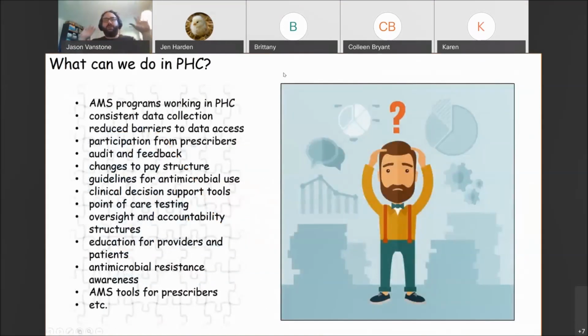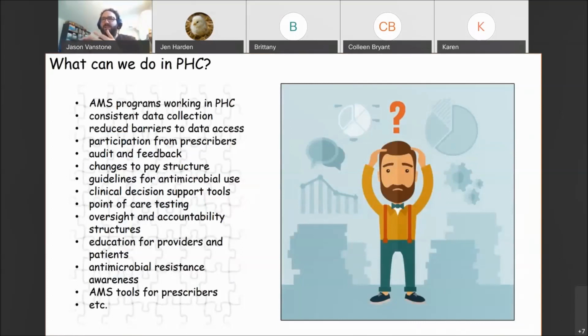So with all of that in mind, when we started our antimicrobial stewardship program in Regina, the question was, okay, so what do we do in primary healthcare? If we want to focus, or have part of our focus be, in primary healthcare, what exactly can we do to ensure that we're tackling this problem? So obviously, having an antimicrobial stewardship program working in primary healthcare in the first place is a big piece. Understanding the surveillance, understanding what's going on.